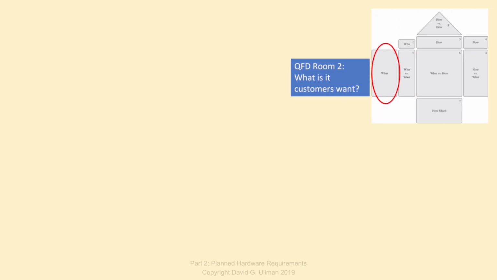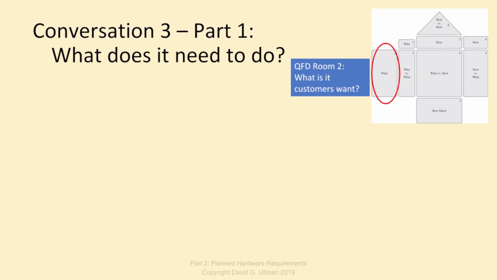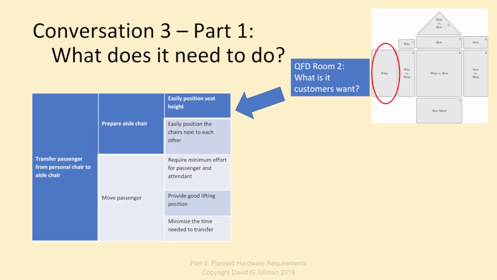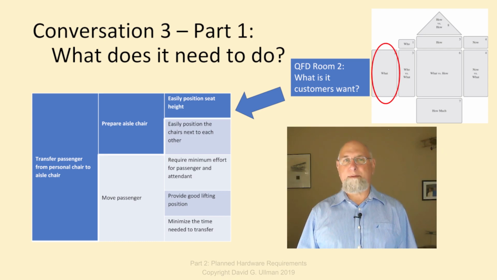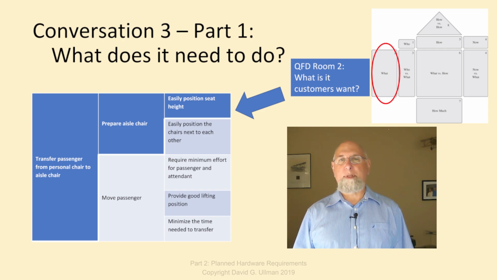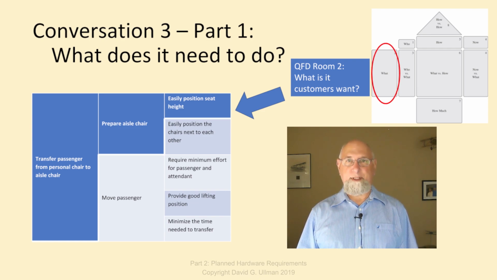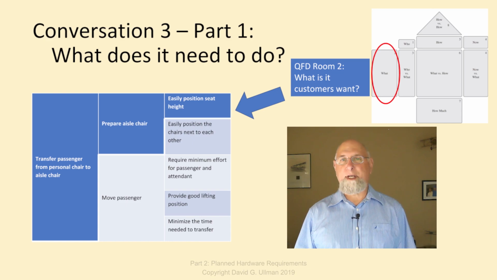Room 2 of the QFD is the first part of the 3rd conversation, answering the question, what does it need to do? Here, the goal is to find the requirements in terms of the voice of the customer. A sample shown here is for transferring the passenger from their personal chair to the aisle chair. There are 3 basic types of requirements to consider: non-functional, such as regulatory, government, company, or team requirements; functional; and spatial. Functional requirements use action verbs. Here, for the aisle chair, a small part of the functional requirements have been reduced to a hierarchical format.